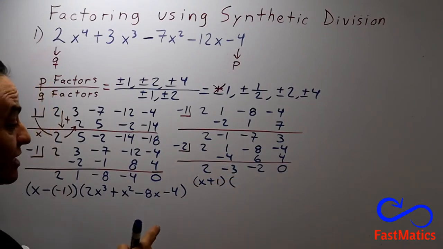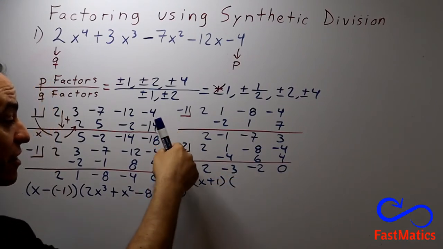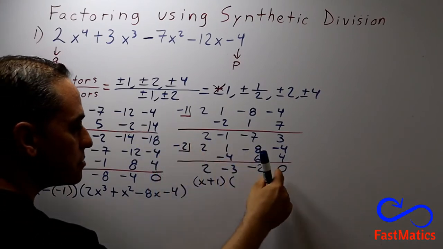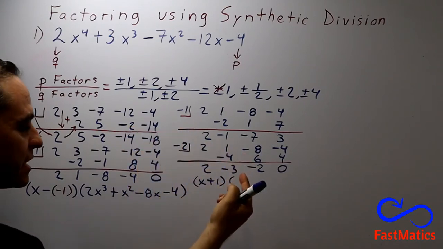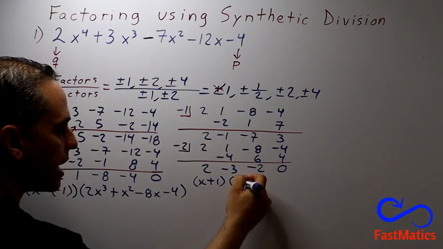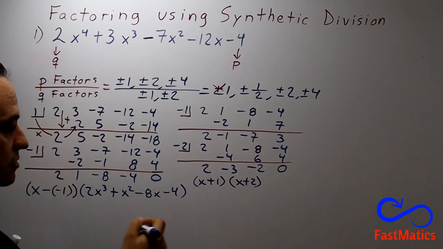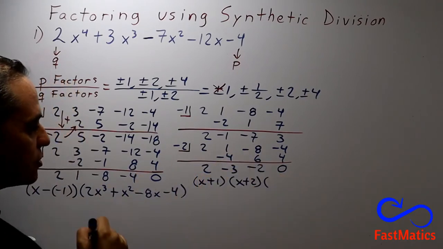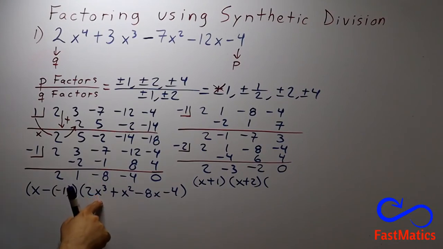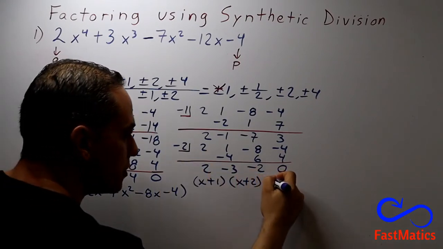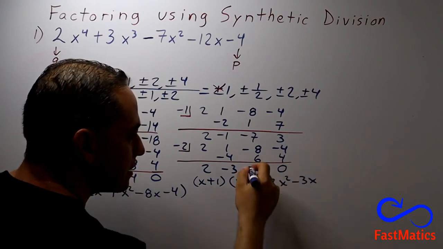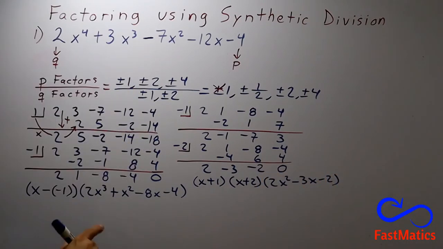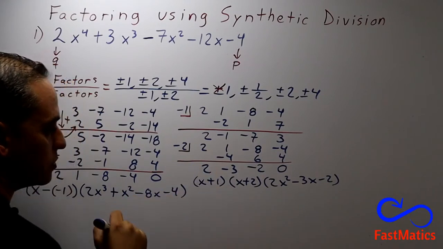And here we are going to write x minus the number that helped us to get a 0. X minus negative 2. Negative times negative is positive, so I am going to write x plus 2. And after that, we are going to write the coefficients, but before we have x to the third power. Now we are going to write 2x to the second power minus 3x minus 2. We are subtracting 1 to the exponent.